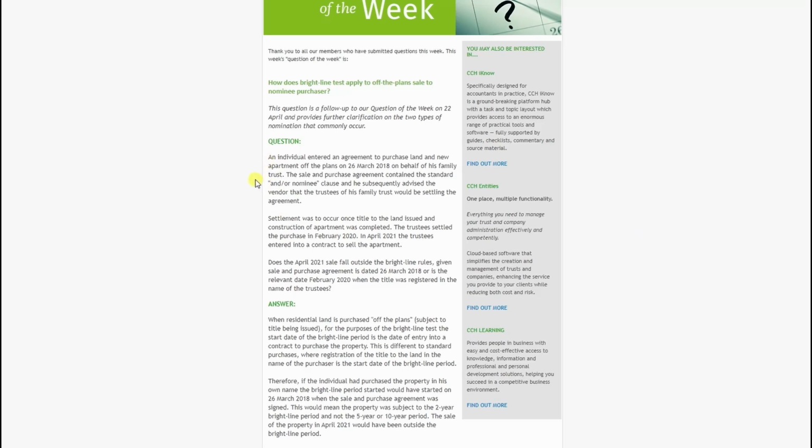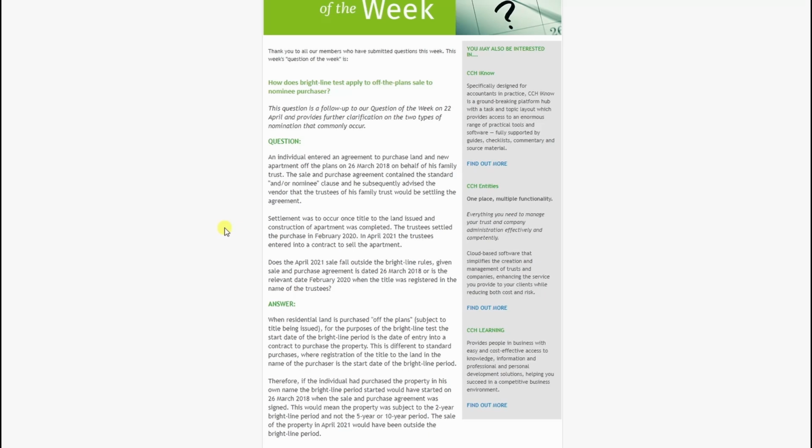So the question is, an individual entered an agreement to purchase land and a new apartment off the plans on 26 March 2018 on behalf of his family trust. The sale and purchase agreement contained the standard and/or nominee clause, and he subsequently advised the vendor that the trustees of his family trust would be settling the agreement. Now, settlement was to occur once title to the land issued and construction of the apartment was completed. The trustees settled the purchase in February 2020. In April 2021, the trustees entered into a contract to sell the apartment.